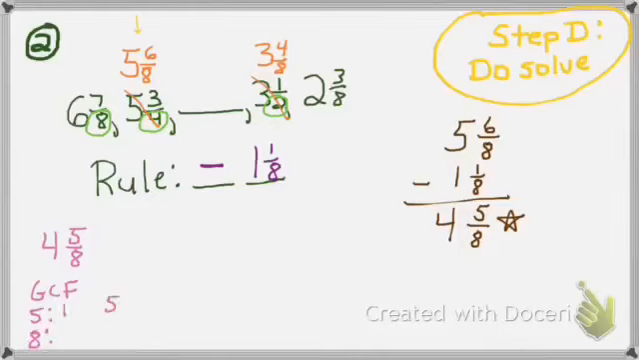Factors of 5 are 1 and 5. 2 doesn't work because it's odd. 3 doesn't work. 4 doesn't work. 5 is already there, so I'm done.